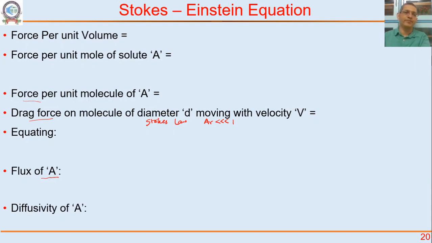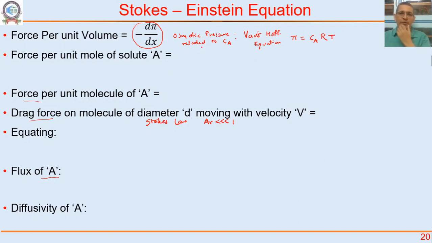Okay, here is the answer. Driving force per unit volume is d pi by dx, and if you remember from your 11th standard, 12th standard, how osmotic pressure is related to concentration of A. This relationship is called the Van 't Hoff equation. That tells you that osmotic pressure is nothing but concentration of A multiplied by RT. Recall. Go and see for yourself if you don't recall.